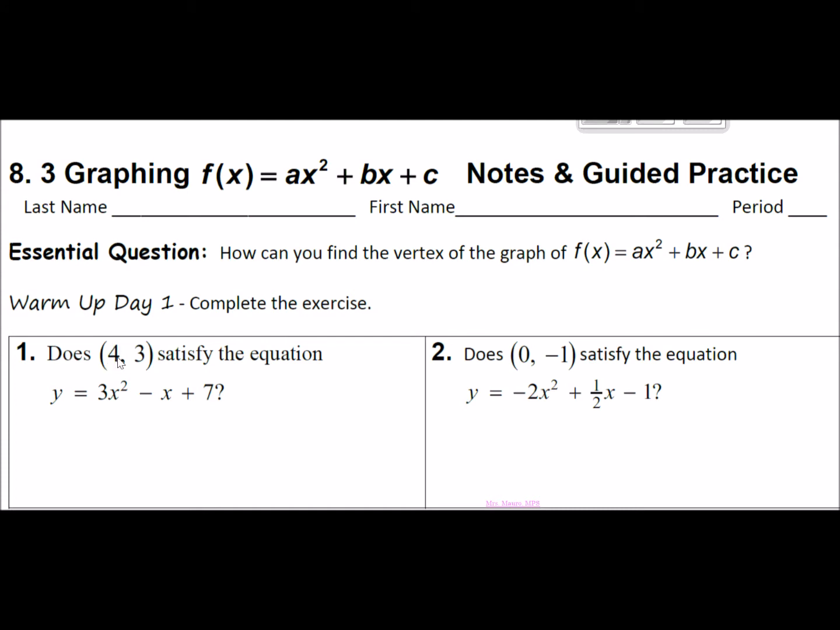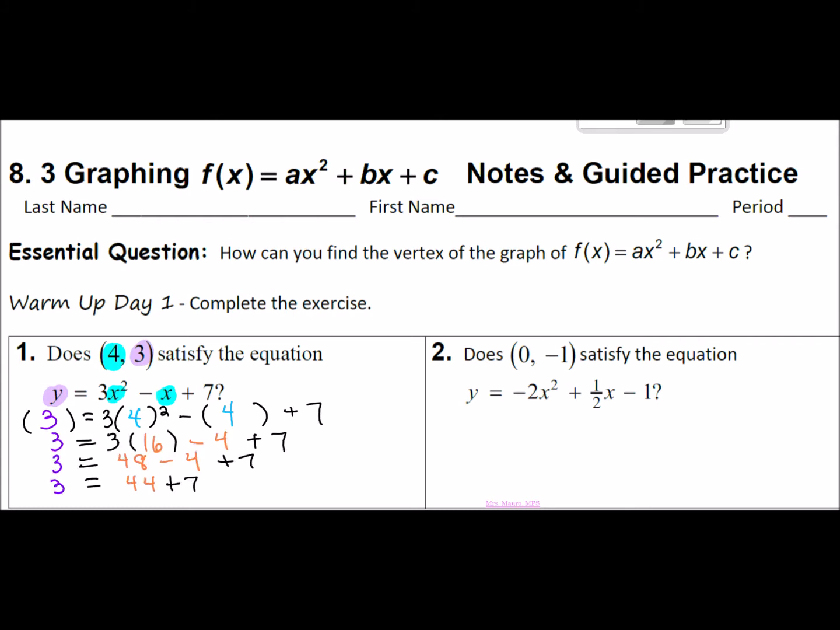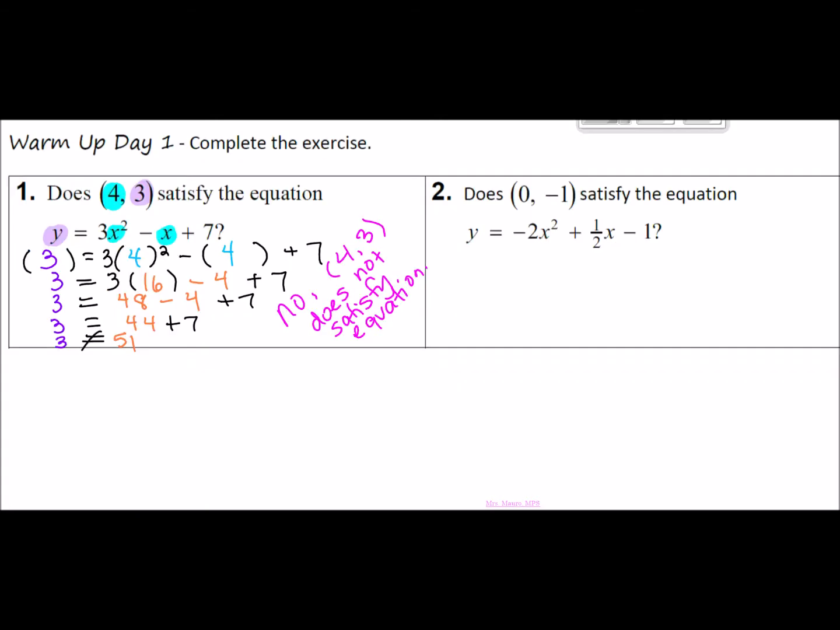substituting 4 in for x and a 3 for y. So in the end, no, this point here, (4, 3), does not satisfy this equation. Pause the video and then try it. Seriously, try it. Okay, so I'm going to go ahead and walk you through this one.